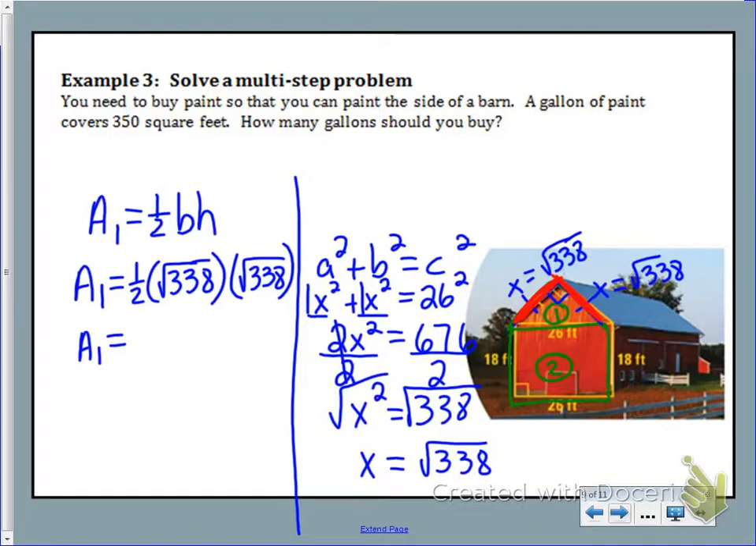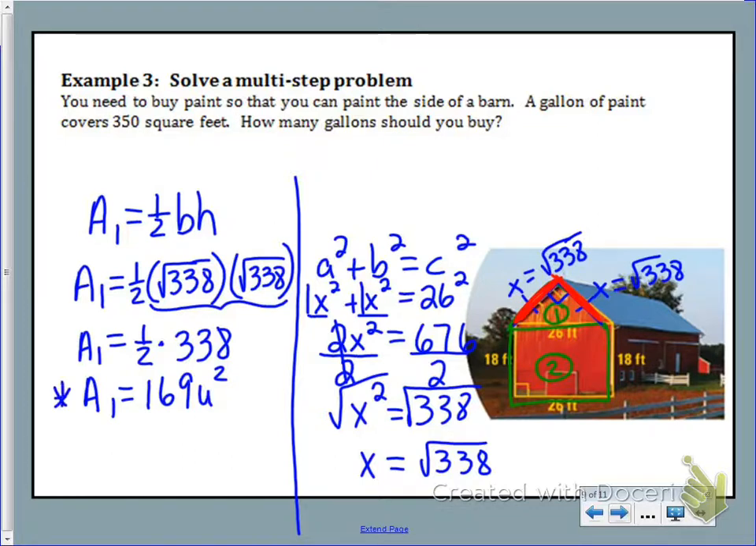So the area of the triangle is equal to 1/2, and then the square root of 338 times the square root of 338 is going to be simply 338. The reason is they're the same square root, so the square and the square root cancel out. Therefore, the area of the triangle is 169 units squared. So we found one part of our figure.